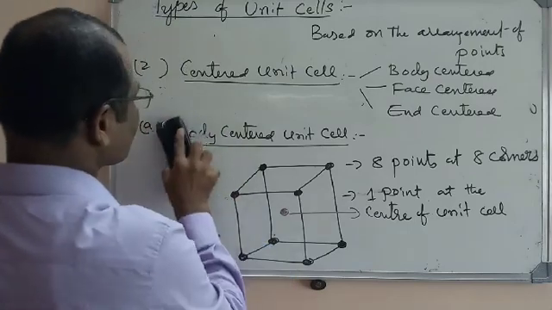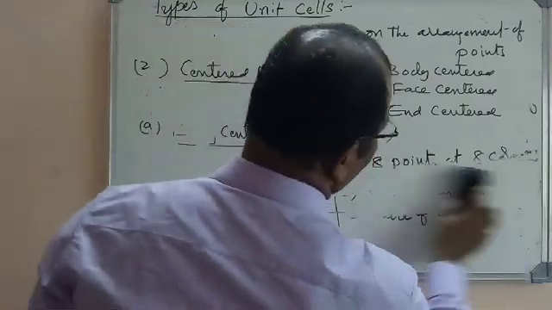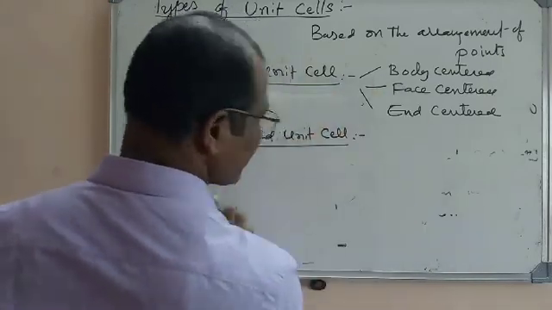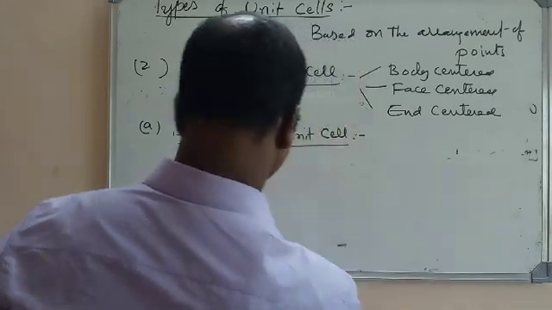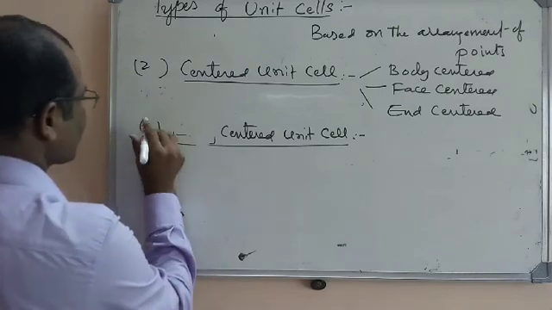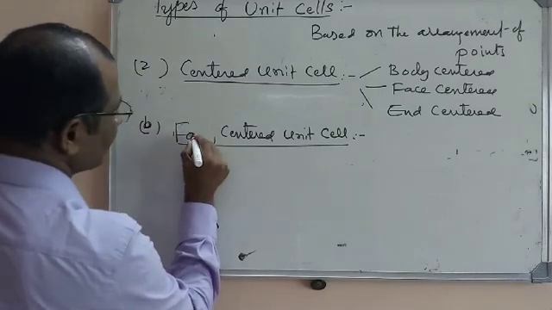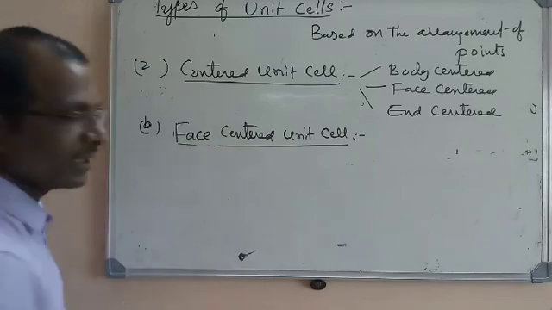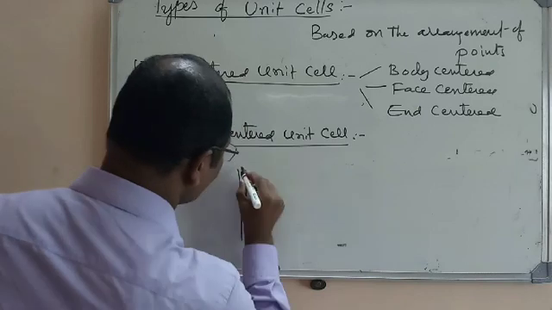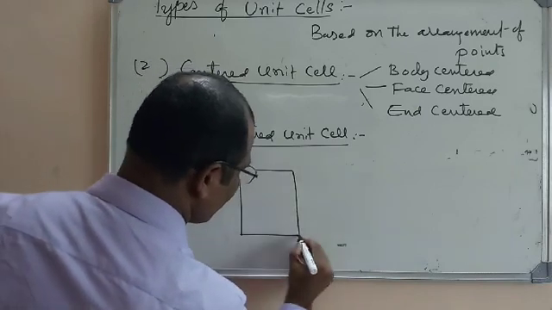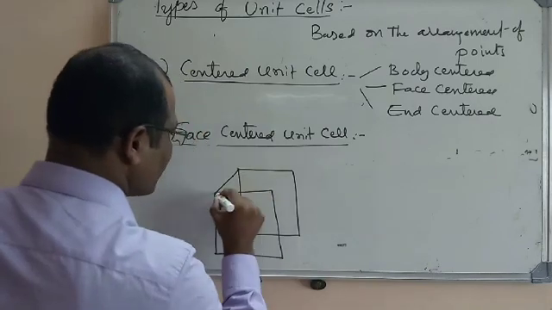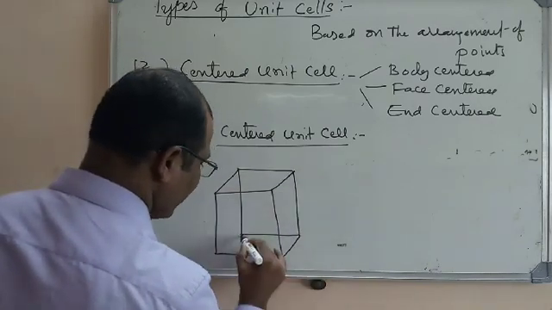Let us go for the second type of centered unit cell. What is the second type? We have written here, face centered unit cell. The second one is the face centered unit cell. Let us discuss it. Again, here I am taking one primitive unit cell. This is one unit cell here.